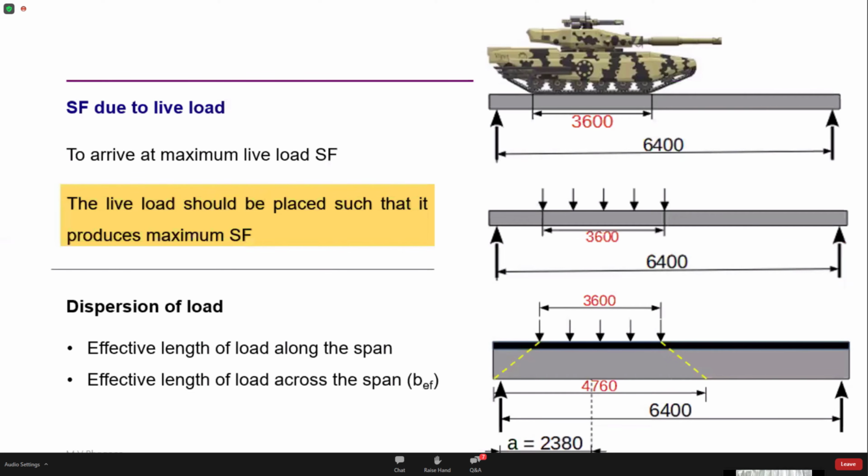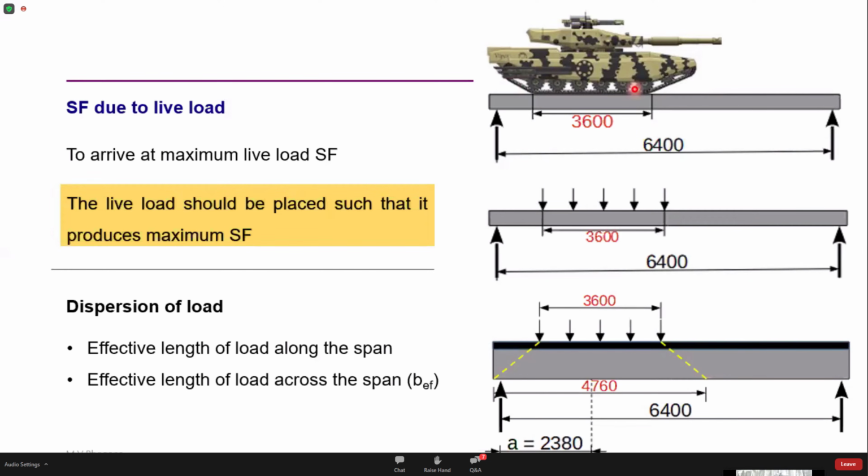Now again the question comes, what about the shear force due to live load? As we have seen earlier, the live load moves along the length of the bridge, so it can occupy any position. So again the question arises is where this load should be placed. To arrive at the maximum live load shear force, the live load should be placed such that it produces a maximum shear force. Obviously if it was a concentrated load, then the load would have been placed very close to the rear supports. So that would have produced the maximum shear force.